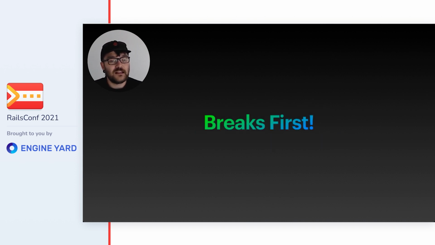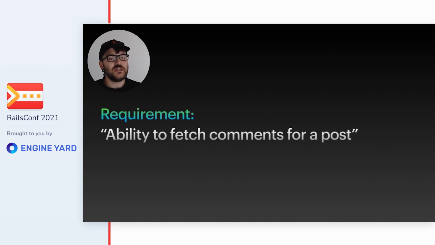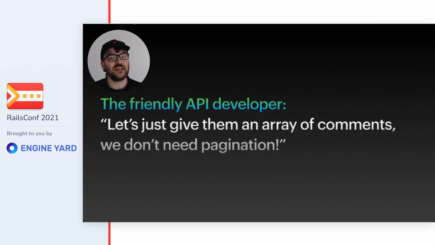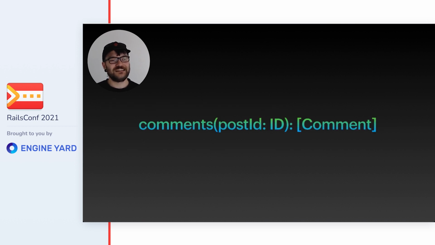Okay, and then lastly, the second part of the second principle, and that's defensive programming. So you need to ensure that your API is not going to get abused. Let's go with the same example. We need to have the ability to fetch comments for a post, or generally show comments for a post. Now the friendly API developer might say, let's just give them an array of comments to our UI clients, or to our API clients. We don't need pagination, or even a better version of this, we don't need pagination yet.